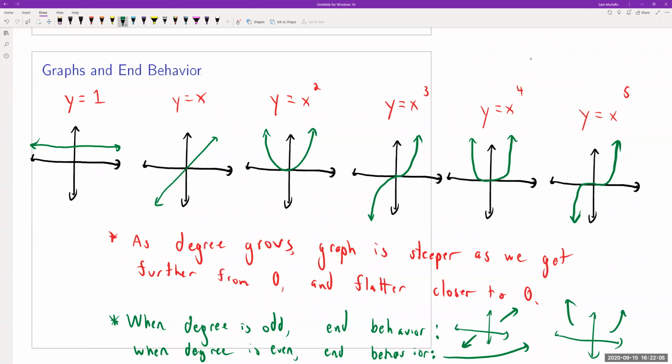Of course, a transformation could affect this. If we had a reflection, then I may end up having the parabola point downwards, for example. But it's still going to end up being that for odd degree, the end behavior is opposite for both directions, whereas for even degree, it will be the same.